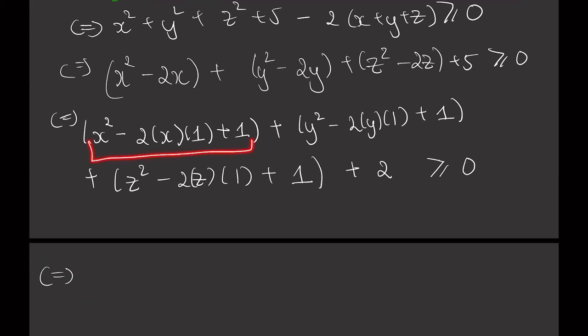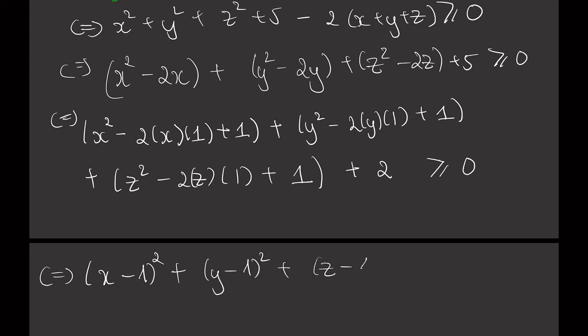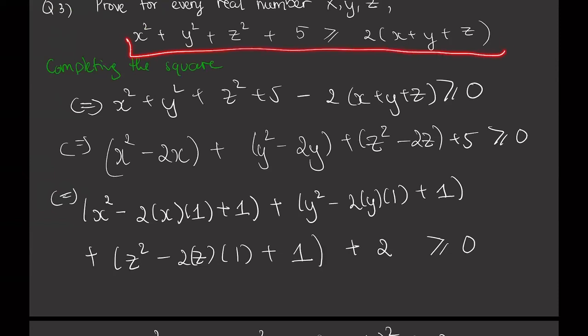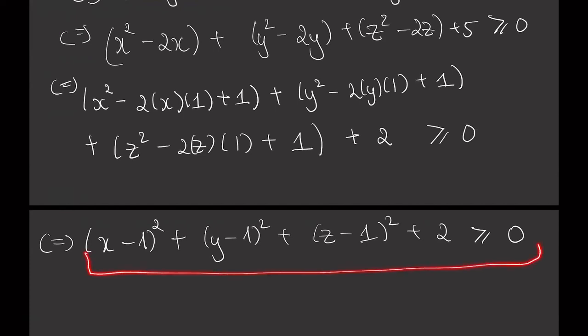So this one, we complete it as a square. So it would be (x minus 1) squared plus (y minus 1) squared plus (z minus 1) squared plus 2 greater than or equal to 0. And then, firstly, we want to prove this inequality is true. And this inequality is the same as this inequality, which means we have to prove this inequality is true. So why is it true? Can we use some basic fact?